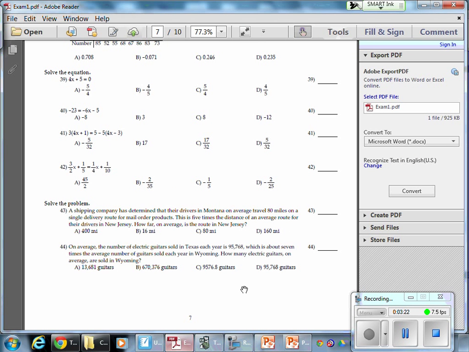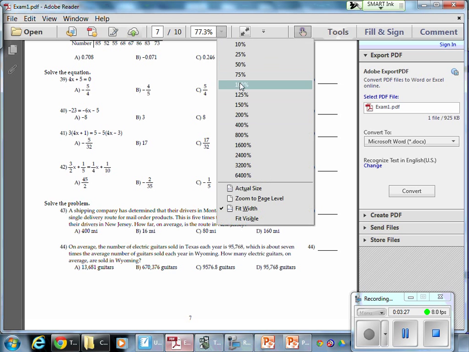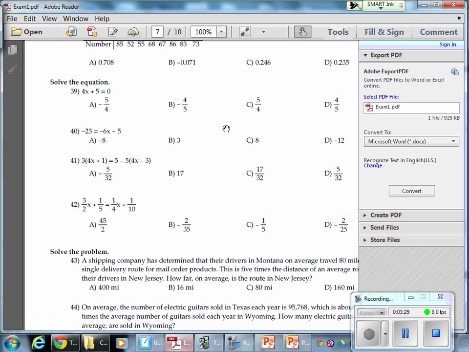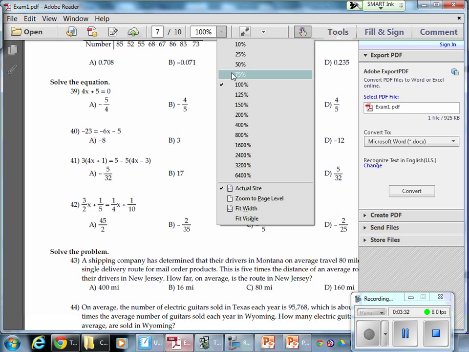All right, on to number 43. Let's see if I can make this just a little bit bigger where you can still see it without cutting off part of the problem. No, I can't. Okay, 43.